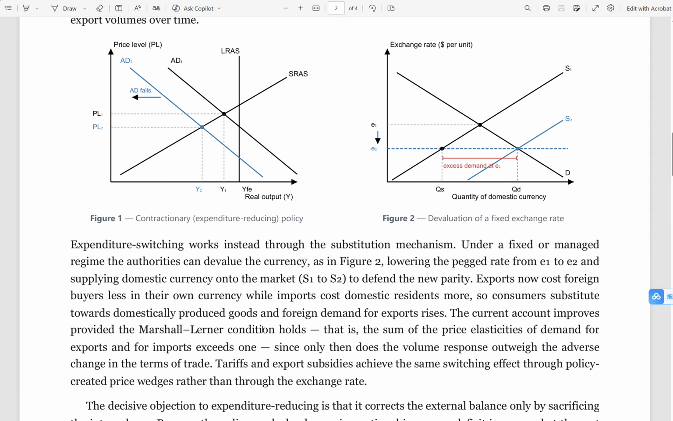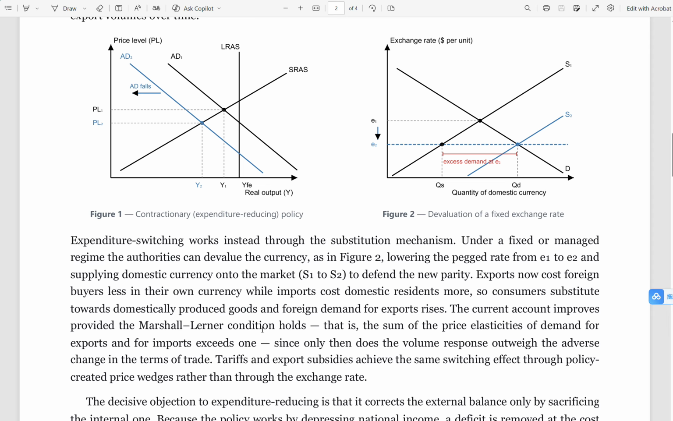And then we talk about expenditure switching policies, which work instead through the substitution mechanism, right? We're trying to change the relative prices between domestic goods and foreign competition. So under a fixed or managed regime, the authorities, this is a very college level expression, a fixed or managed regime for foreign currency regime, the authorities can devalue the currency, right?